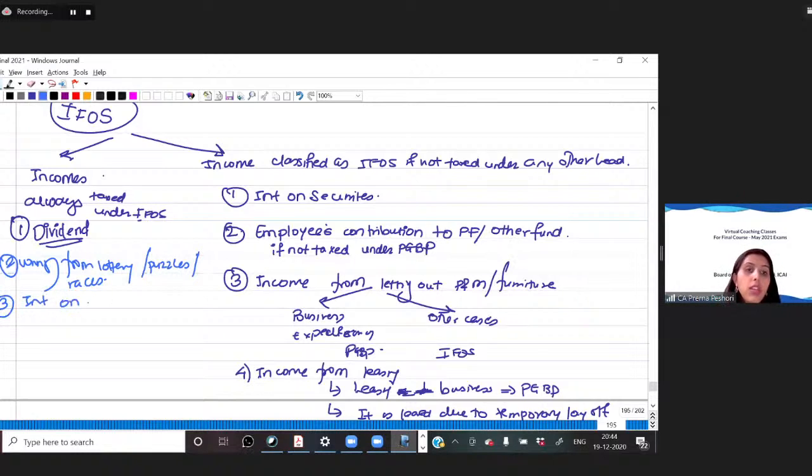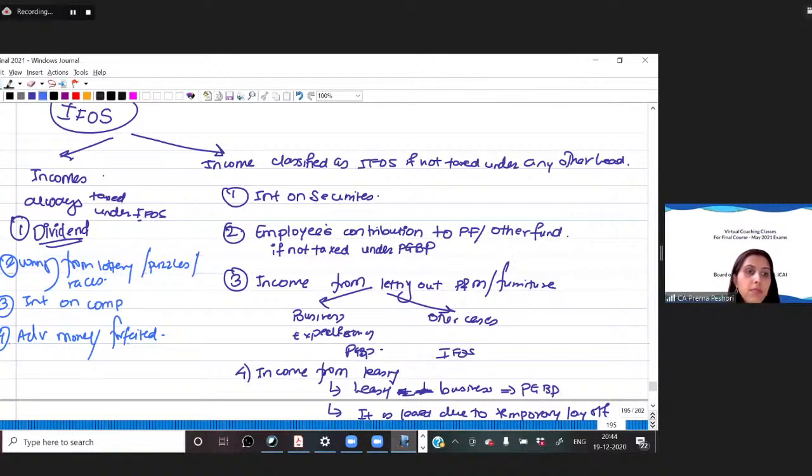Interest on compensation. Interest on compensation, enhanced compensation, is taxable under EFOS and 50% deduction is allowed. Remember, advance money forfeited, we just now saw, it is taxable under EFOS if received after 1/4/2014. Otherwise, if received before, it is reduced from cost of acquisition.